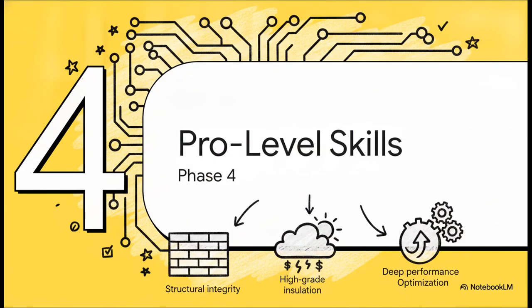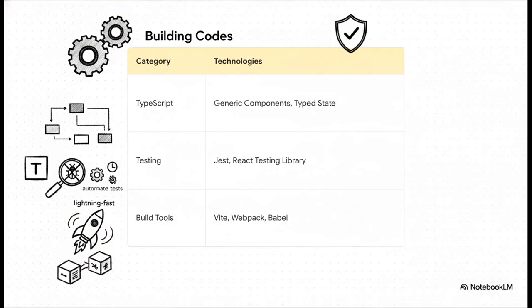Phase 4. Pro-level React skills. This is where the hobbyists really separate themselves from the professionals by focusing on structural integrity. Pro developers don't just write code that works today, they ensure it won't break tomorrow by adding strict building codes. What does that mean? It means integrating TypeScript for static typing, ensuring your components and state are perfectly defined.